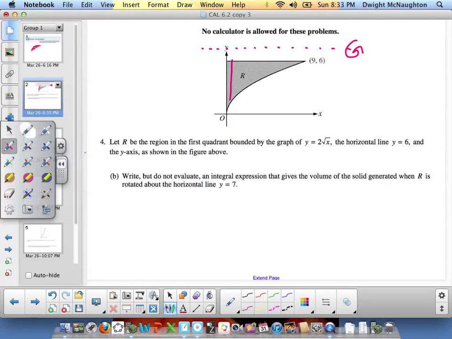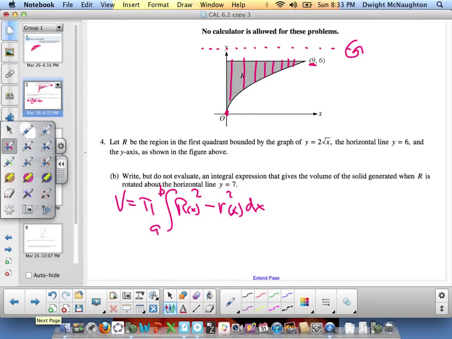So we want to rotate, and we'll rotate perpendicular to the x-axis so that we can use our washers. So our volume for washers would be pi from A to B of the larger radius with respect to x squared minus the smaller radius in terms of x squared, with respect to x. All right. A and B are the x values. You can see 0 and 9 are A and B. So it'll be pi from 0 to 9.